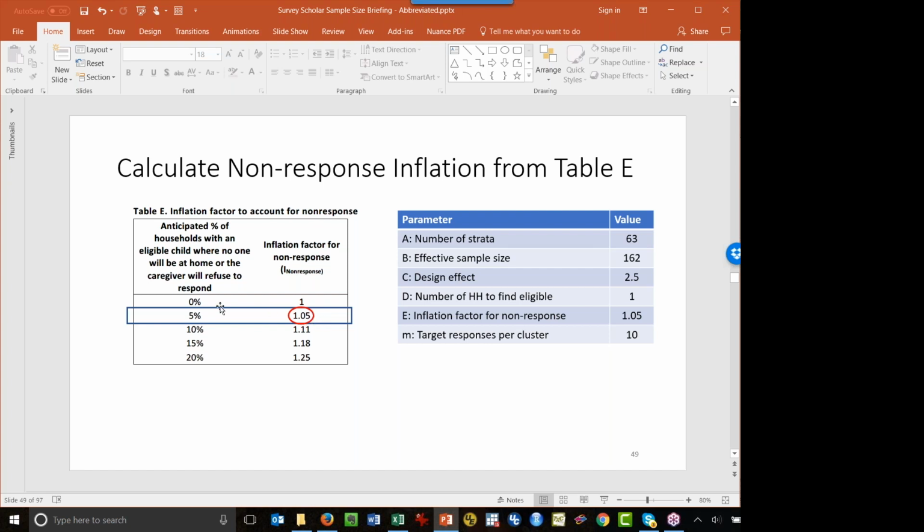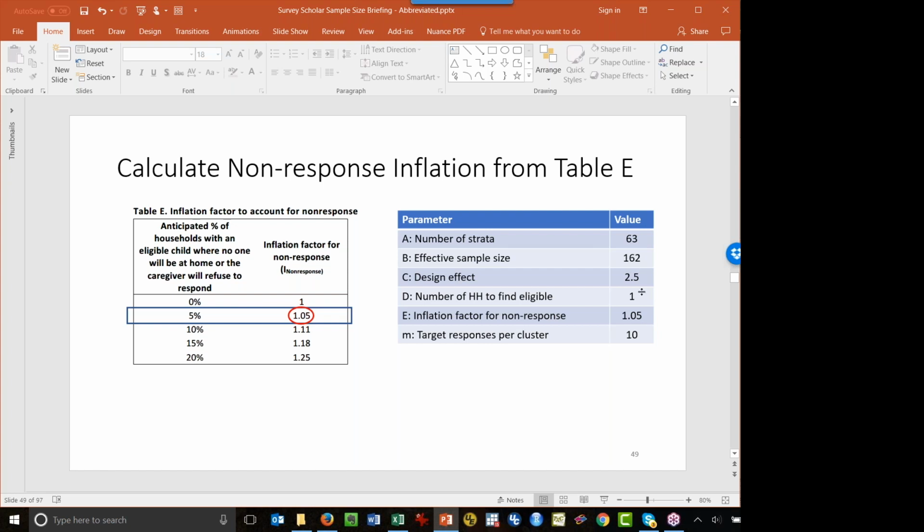And we will see when we go to Excel, this is truncated to a small number of digits. In Excel, it uses more digits. In Excel, we put in the response rate, which would be 95%, and it will give us a slightly different number here. So now we have the table completely filled in.